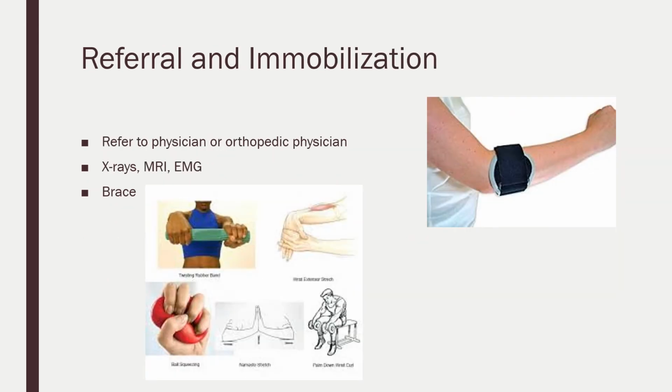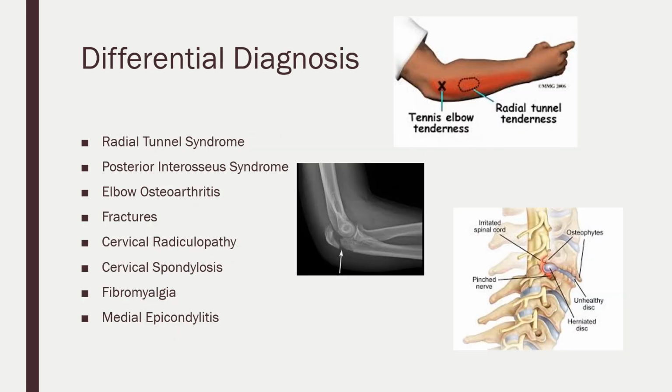Referral and immobilization. Refer to a physician or orthopedic physician for x-rays, MRIs, or EMGs, and you can also get a brace. Differential diagnosis includes radial tunnel syndrome, posterior interosseous syndrome, elbow osteoarthritis, fractures, cervical radiculopathy, cervical spondylolysis, fibromyalgia, and medial epicondylitis.